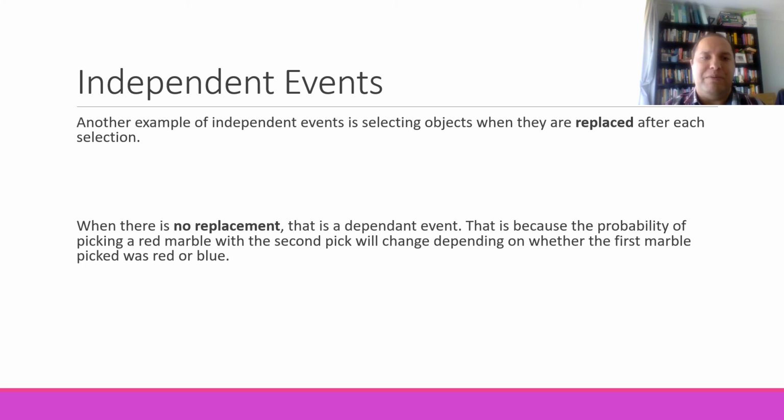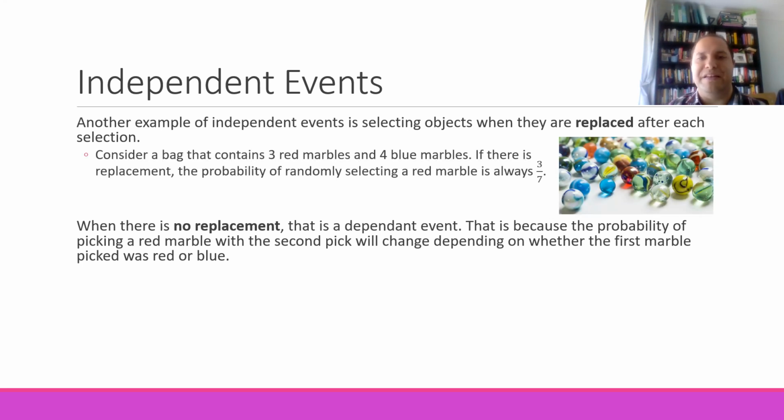So let's say we are selecting objects when they're replaced. That's an example of an independent event. So consider a bag that has 3 red marbles and 4 blue. If you replace the marbles, there's always a chance of getting a red marble of 3 out of 7, because as soon as you pick up the marble, you put it back and you have the same bag you started with. So with replacement, those events are independent.